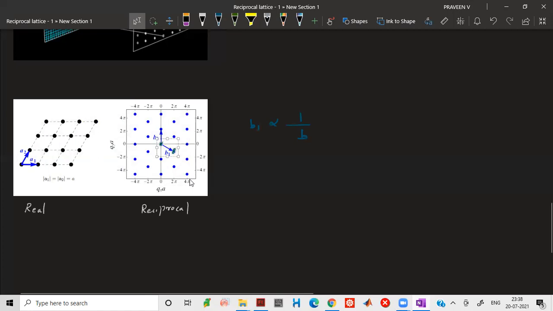Now, what about this A2? The planes corresponding to the separation vector A2 are these planes. And where will these spots appear? The spots will appear perpendicular to these planes. Okay, that is B2 here. And the magnitude of this B2 will be the inverse of this planar separation.